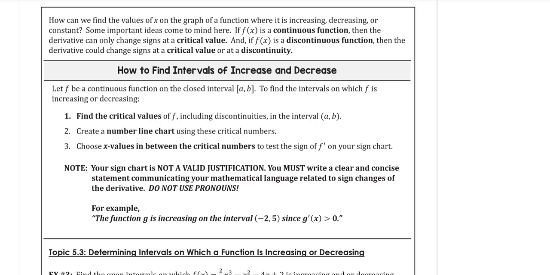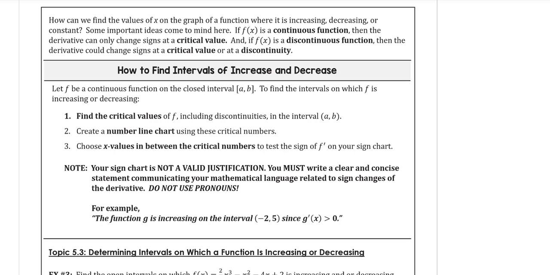So we want to start with the idea that we have a continuous function, and we can probably understand a little better in these beginning stages that the derivative is only going to change signs at a critical value. But if f is discontinuous, then the derivative could change signs at a critical value or at a discontinuity, which happens on either side of a vertical asymptote. Okay, so how do we find these intervals?